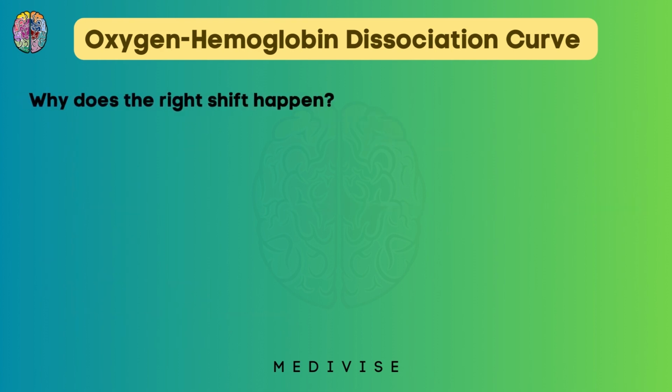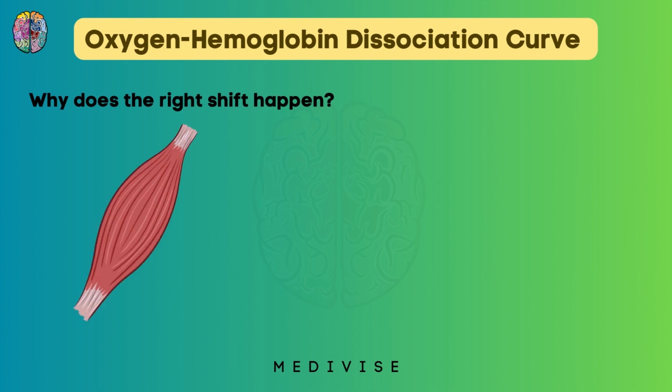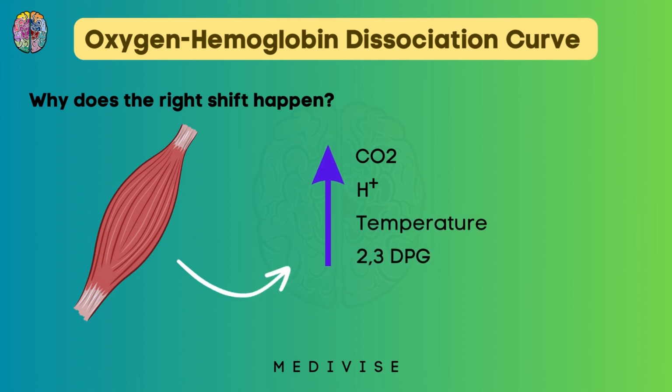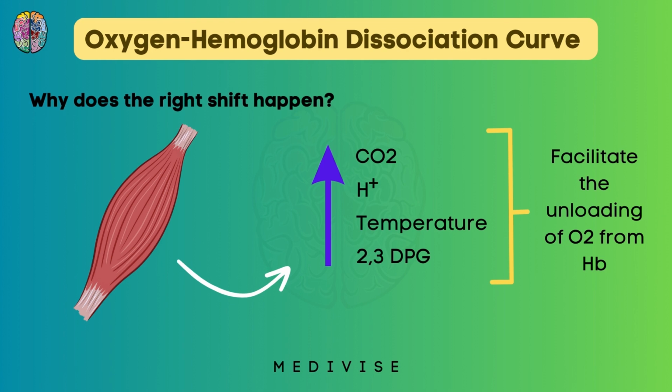Now, why does the right shift exactly happen? This happens around the tissues for a number of reasons. This happens due to increase in carbon dioxide, H plus ions, temperature, and 2,3-DPG. All of these are increased around the tissues, and these facilitate the unloading of oxygen from hemoglobin. So again, increase in carbon dioxide, H plus ions, temperature, and 2,3-DPG. Everything here is increasing, but if the question mentions pH, remember that pH is decreasing because increased H plus ions lead to decreased pH, right?